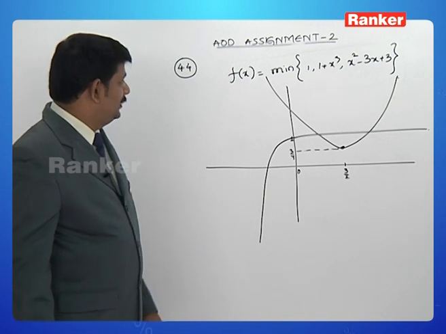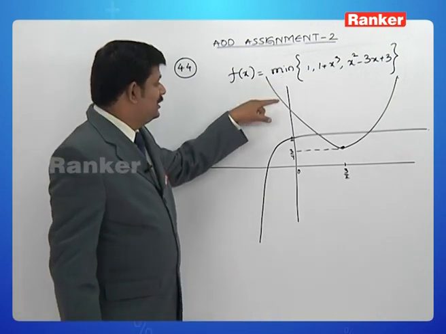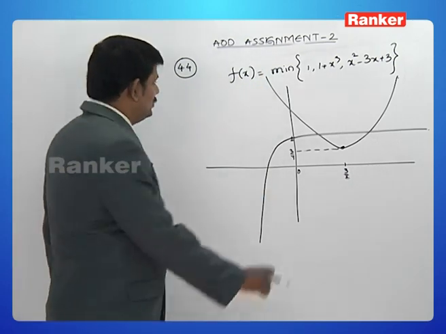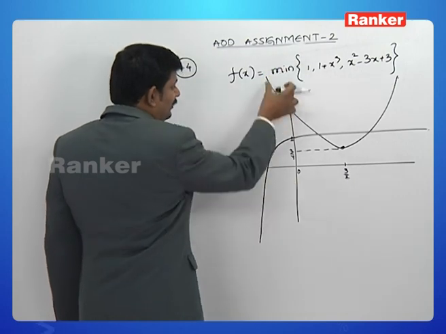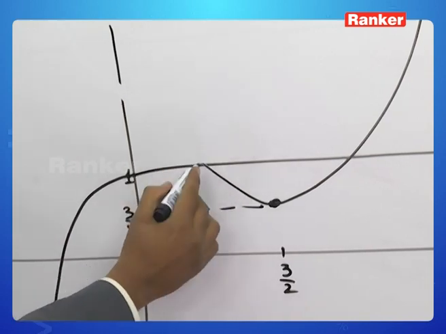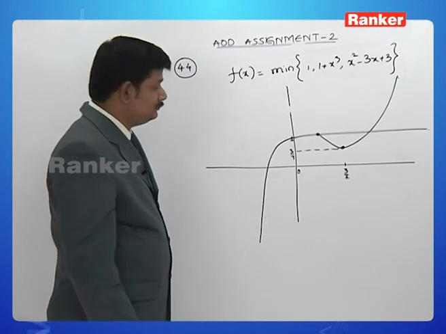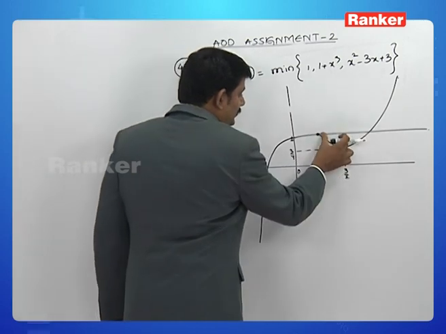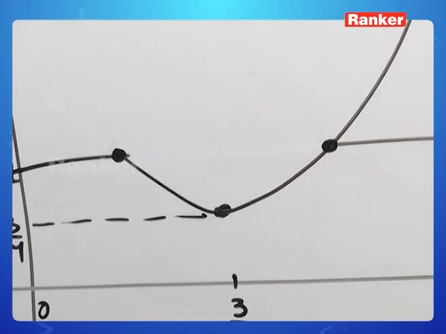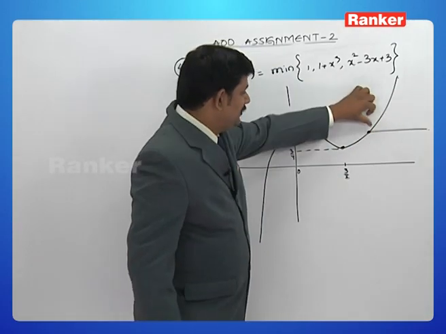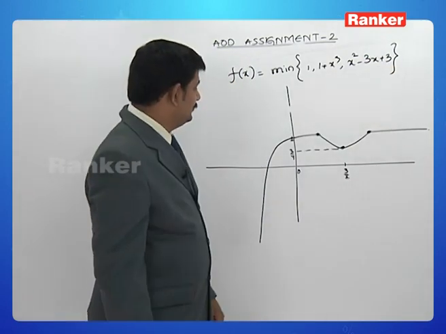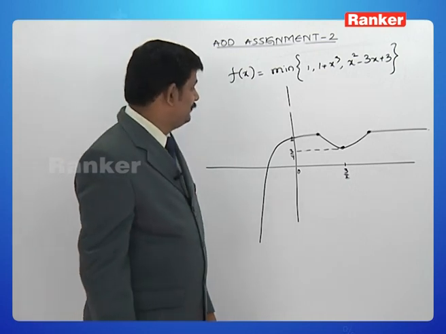Now, we need to identify the f of x graph, which is the minimum of the two. So whichever one is below the other becomes f of x. In this region, erase the one which is up, that is the quadratic. In this region, erase the one which is up, that is x equal to 1. And from this region, erase the one which is up, and the one which is below, that is x equal to 1, will be our function.